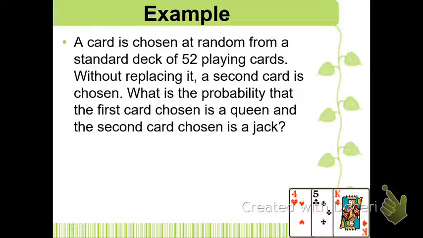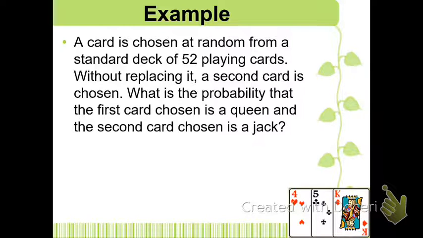So here's an example. We have a deck of cards. Remember, there's 52 cards in a deck. And we're going to draw one card without replacing it. And then we're going to draw a second card. And I want to know what's the probability that the first card will be a queen and the second card will be a jack. So there are 4 queens in a deck.